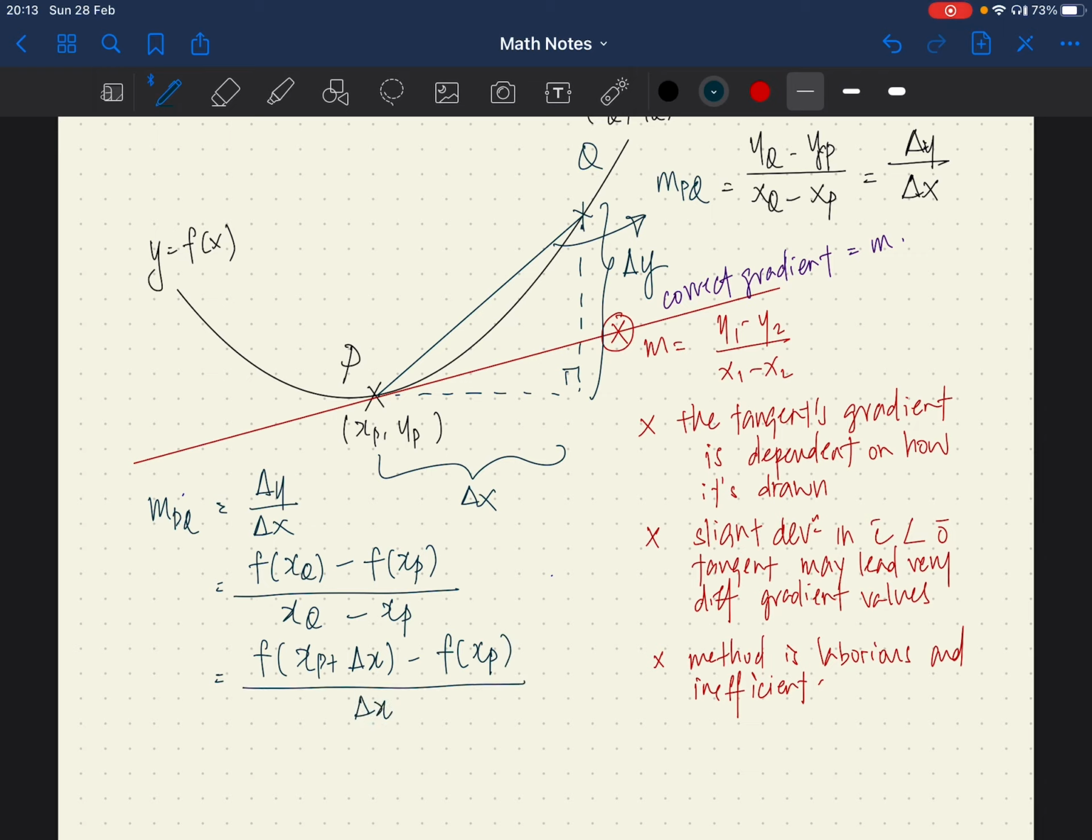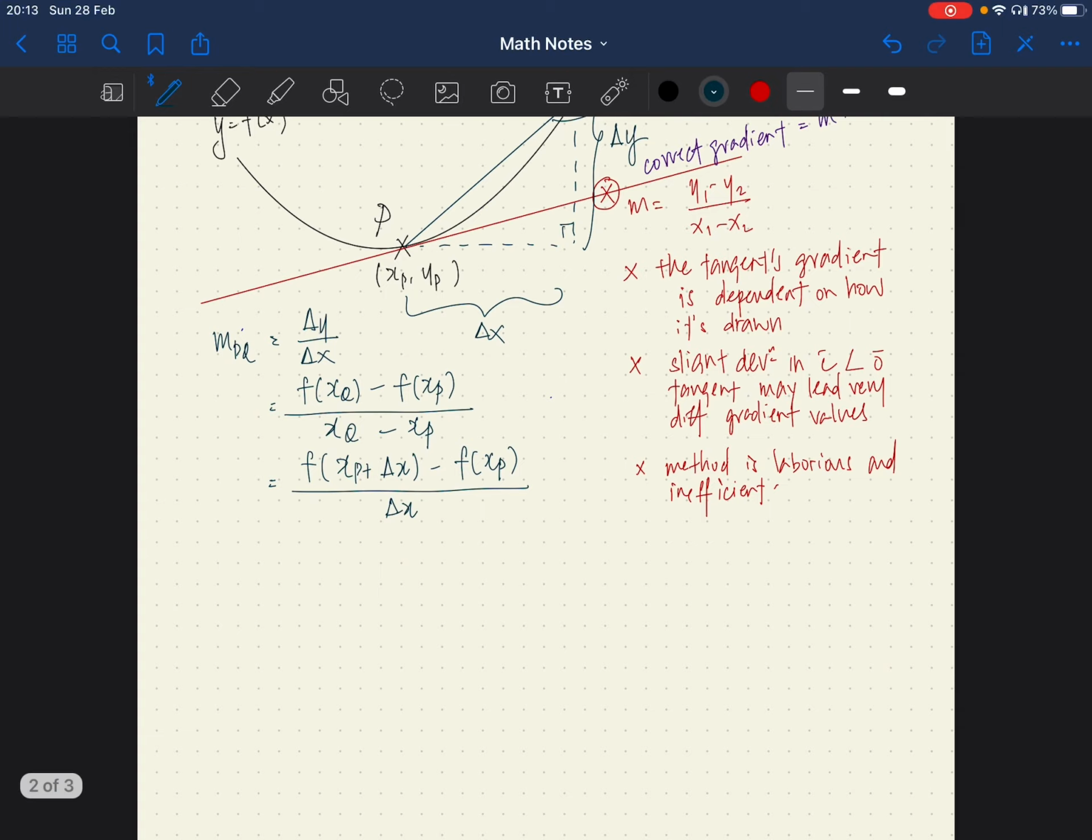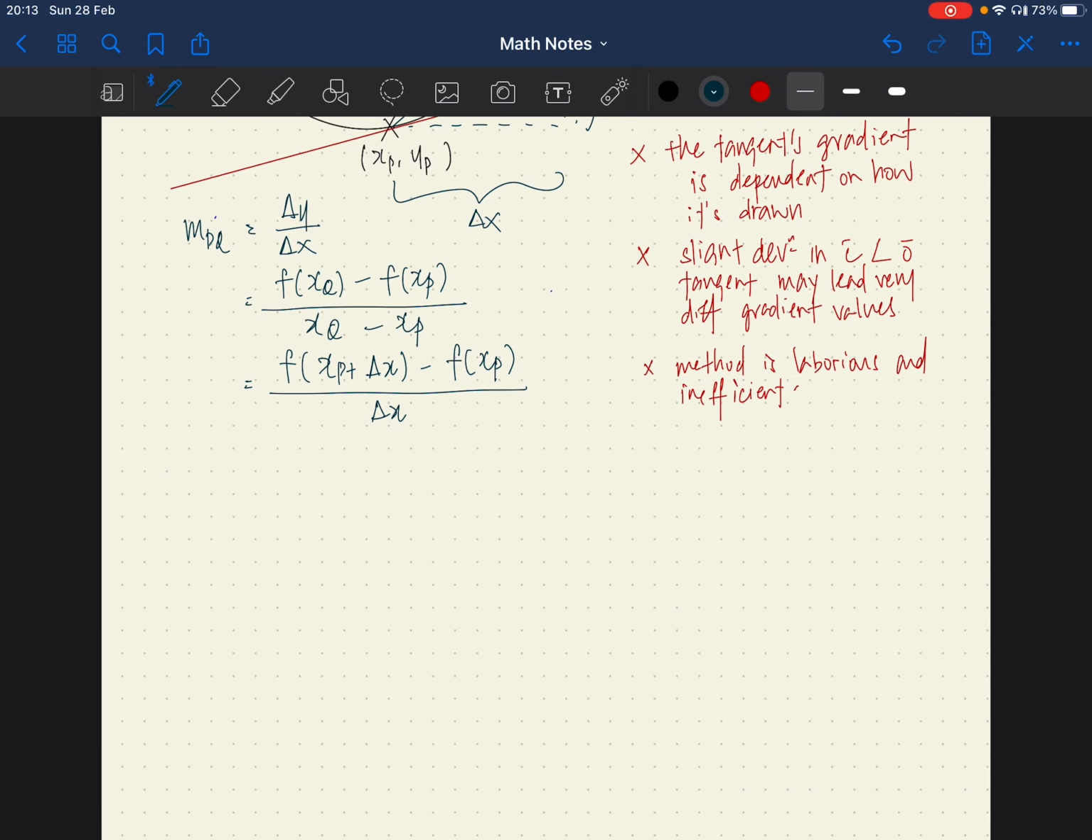Okay, this may look very intimidating now, so I'm going to give you an example so that you can see how we use this. Let's say we have the curve y equals x squared, and I'm at the point 1 comma 1. You can choose point Q to be anywhere else. So this is my point P.